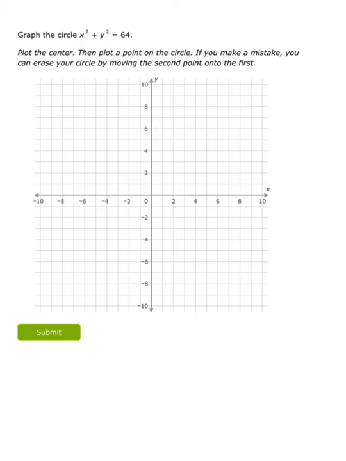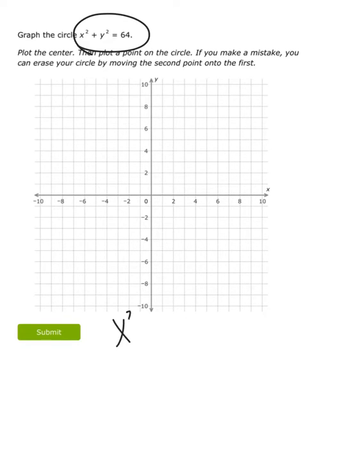Hey guys, our lesson this week involves graphing circles. Last week you practiced writing the equation for circles or finding the radius and diameter from a graph. This week you're actually going to get to graph it. Yay! Let's take a look at this first example.